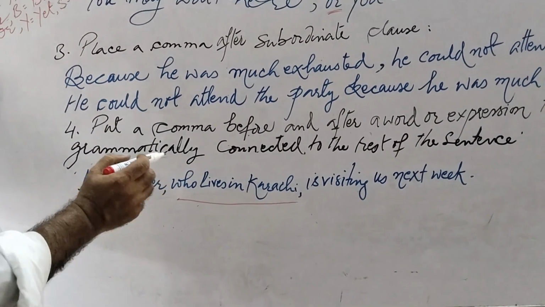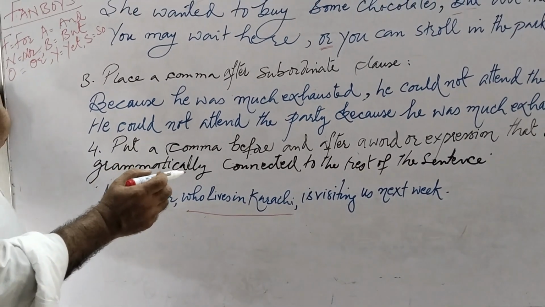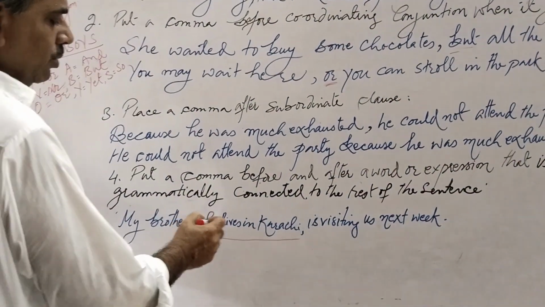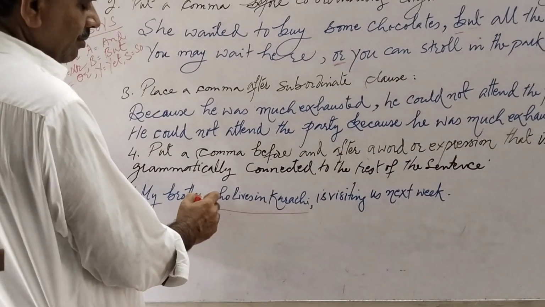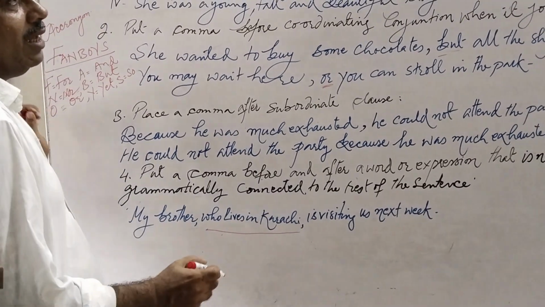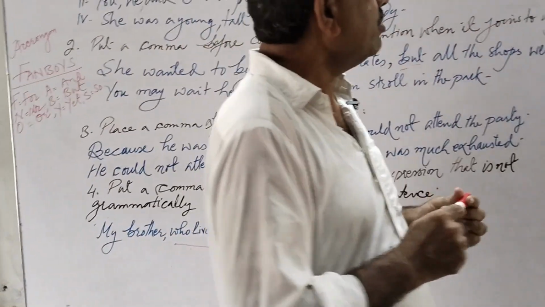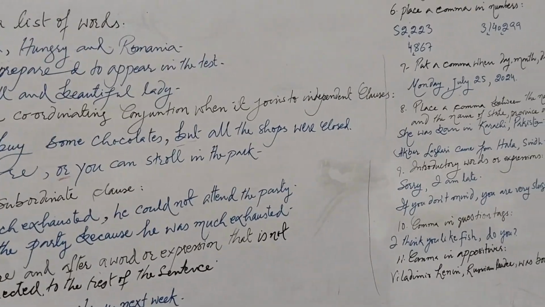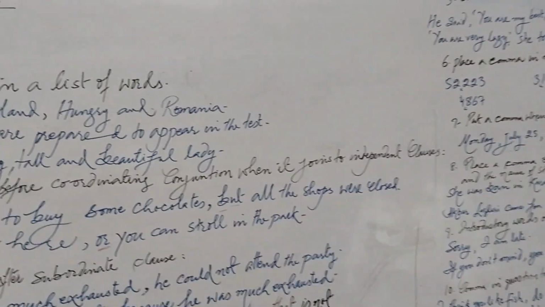So we have to put two commas here, and it is kept in between these two commas. That is, who lives in Karachi, a comma in the beginning and a comma in the end. Now we come to the fifth rule, that we have to put a comma in indirect speech.